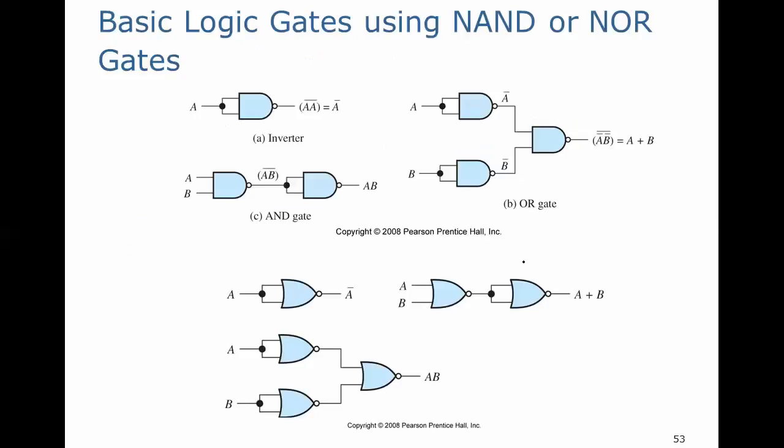Let's go to the next slide. I think we show what those are. So here we go. For the NANDs, we have the inverter, we have the AND gate, and we have the OR gate like I showed. And for the NOR, we'll have the same thing. You put the two inputs tied together and you'll get an inversion. You can get an OR gate, and here you get an AND gate.